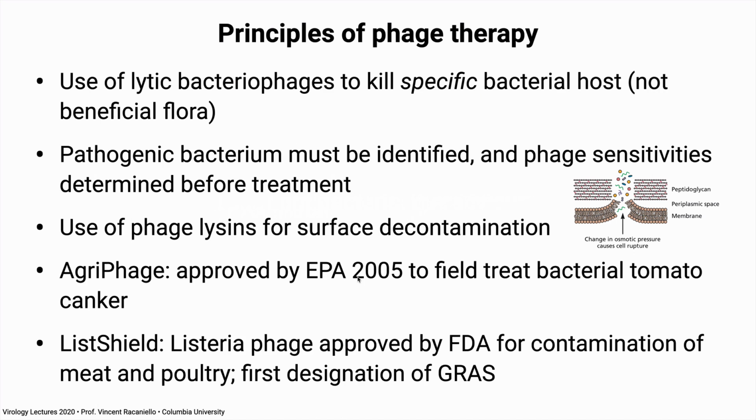And then ListShield. This is a bacteriophage that kills Listeria, a common food contaminant, a common contaminant of meat and poultry. And it's approved by the FDA for treating the meat and poultry, not treating people, just treating the food. And it actually was the first phage product to get the designation of generally regarded as safe.